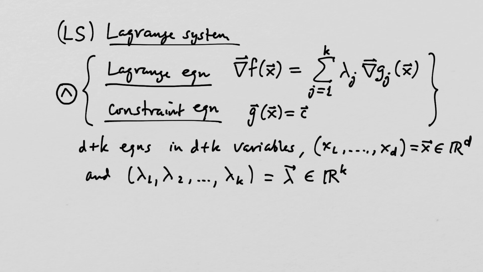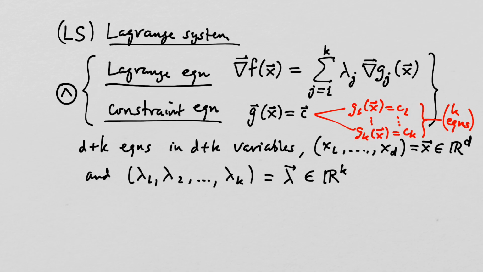Why do we have d plus k equations? Well, it's pretty easy to see that. This really breaks down into k equations: g1 of x equals c1, through gk of x equals ck. So there are really k equations here. And then the Lagrange equation breaks down into d equations, because the gradient really is like df dx1, and then you have this sum, and the first component of those other gradients are going to be like dgj dx1. So that's going to be the first of those Lagrange equations. But there are d of those.